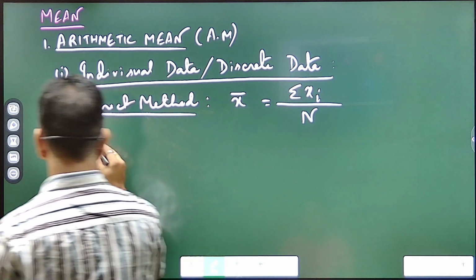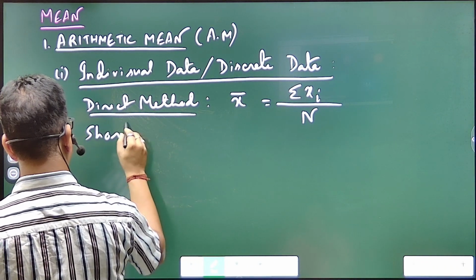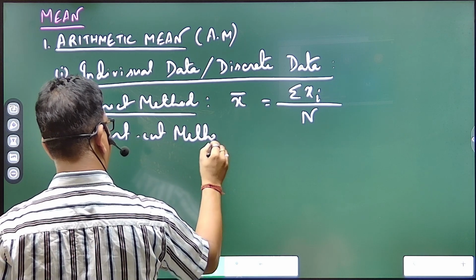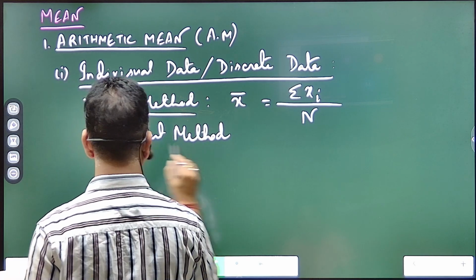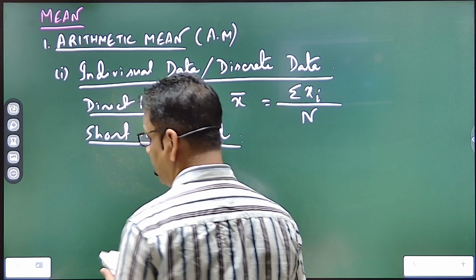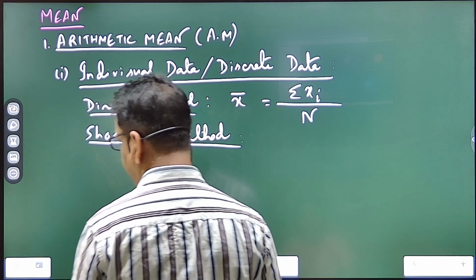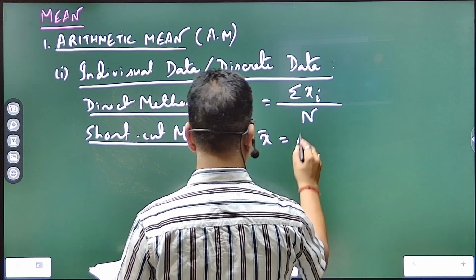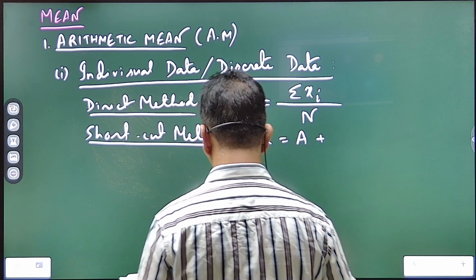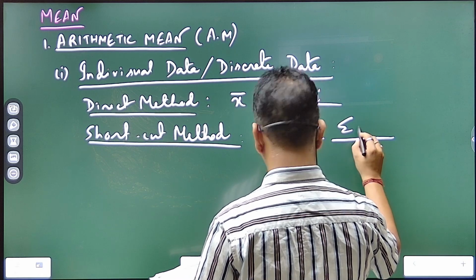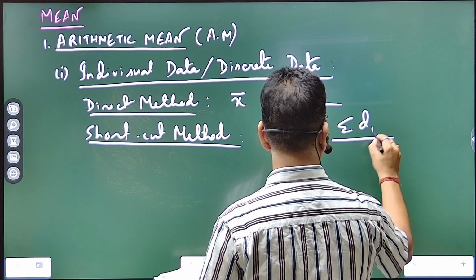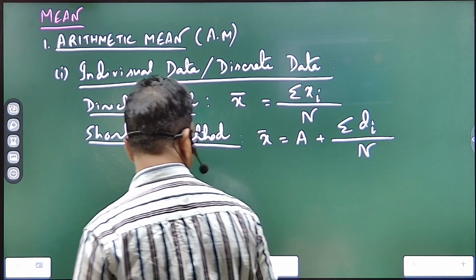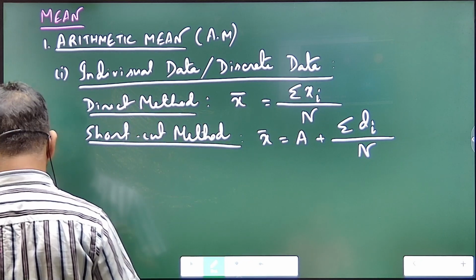Then we have the shortcut method. Shortcut method we basically use when the numbers are slightly bigger or we have large data. In the shortcut method, x bar equals a plus summation of di divided by n. Here n is the total number of observations, which I will explain after some time.